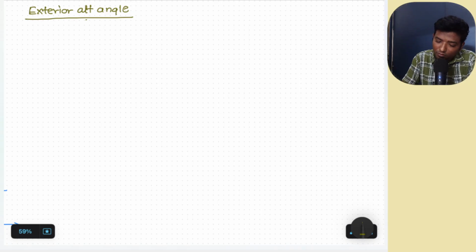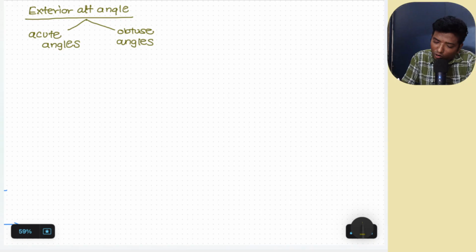But let me give you a simple line. Exterior alternate can be acute angles, and it can be obtuse angles. Acute angles and obtuse angles. And for both, you have to remember a statement. A trick to remember, right? What is that?